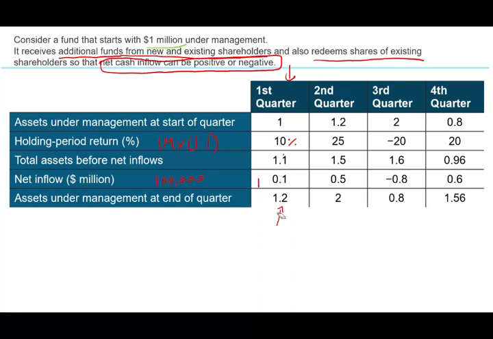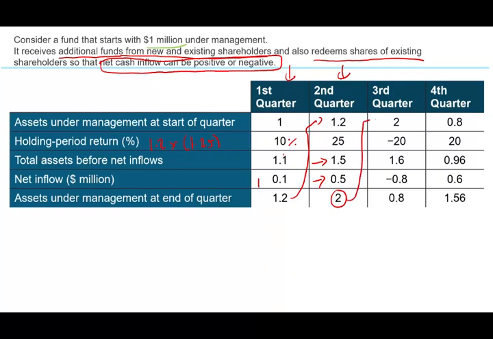The second quarter, we started with $1.2 million, which is the ending balance of the previous period. Then we take $1.2 million times 1.25, because the return was 25%. Now we're up to $1.5 million. Then the investors added $500,000 because we made a lot of profit. They like it, so they added $500,000. We end up the second quarter with $2 million. I just made this up, that they like the fund, just to make it a little bit more interesting. So we have $2 million by the end of the second quarter.